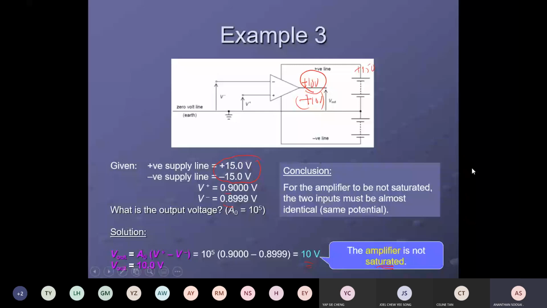So for the amplifier not to be saturated, the two inputs must be almost identical. That means the op-amp can easily get saturated, very easy to become saturated. Small differences will do. If you give a big difference, it will easily be saturated. Okay, that's the character of the op-amp.